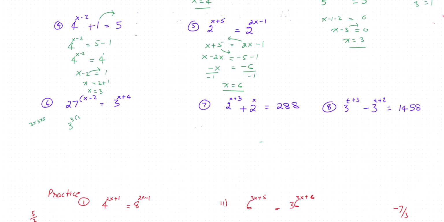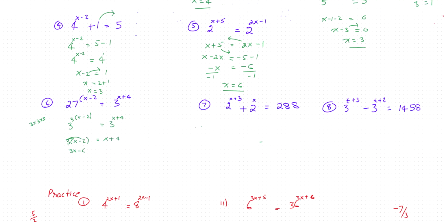Equals 3 to the power x plus 4. Now we have the same base, so this expression equals to this. So 3(x minus 2) equals x plus 4. So expand this, so it becomes 3x minus 6 equals x plus 4.